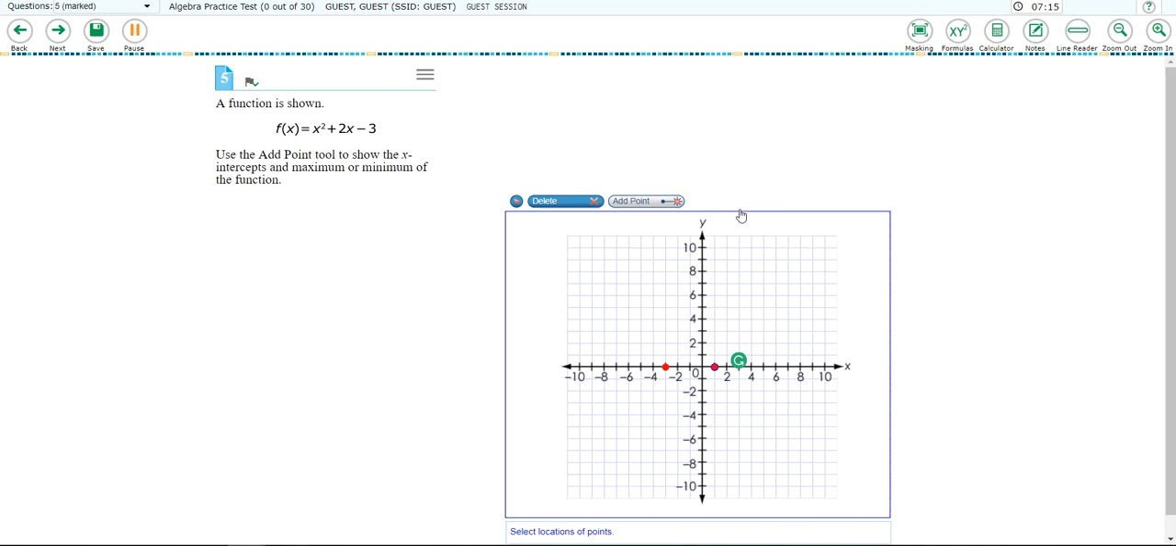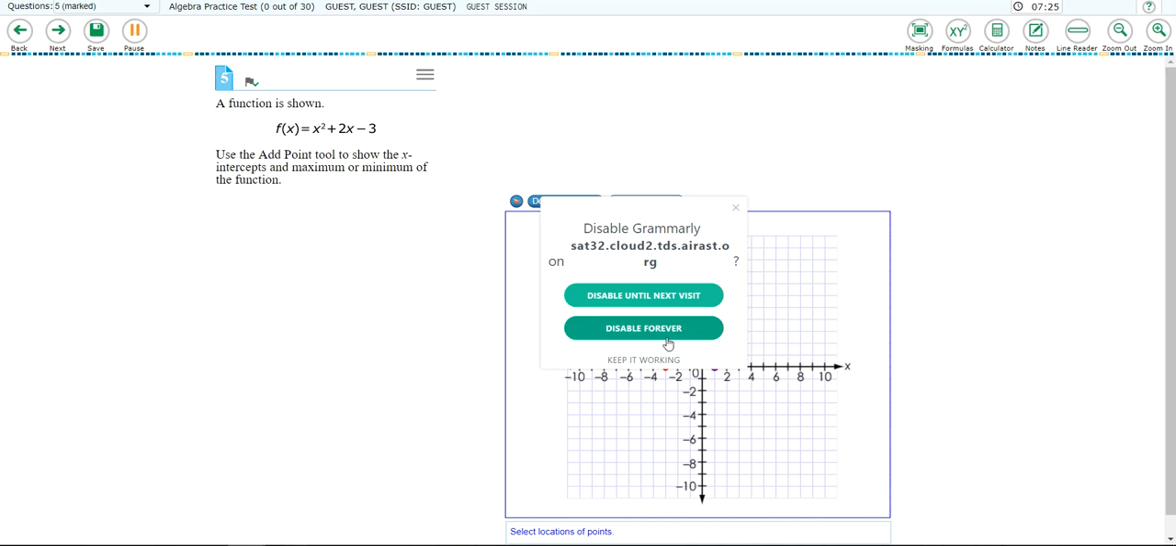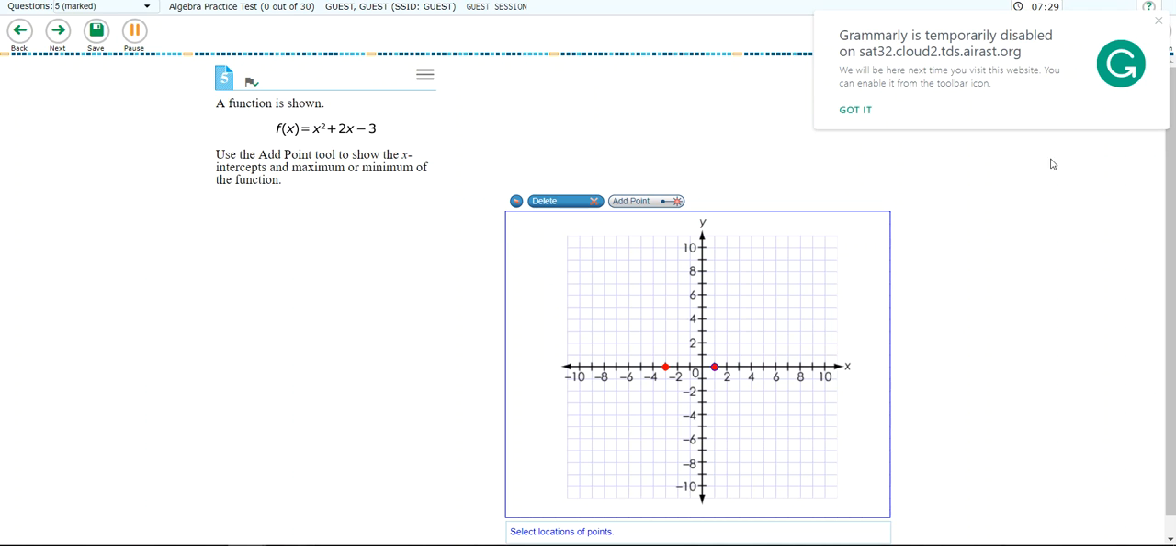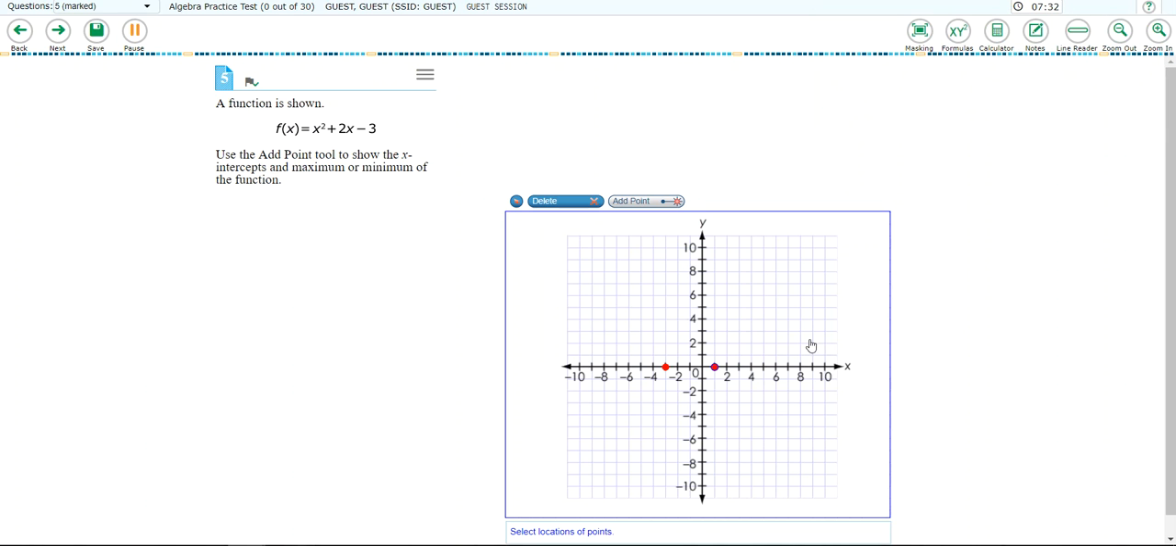Whoa. I don't know what this thing is doing right here, but that shouldn't be there. If you see that green G, that's typically not. Oh, there we go. I got rid of it. So I have the x-intercepts.